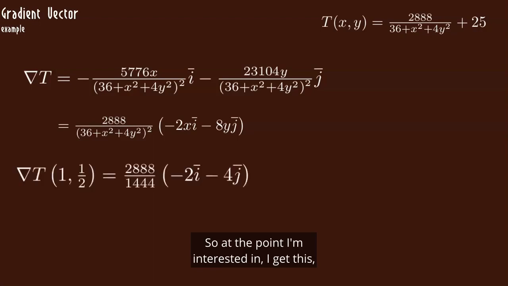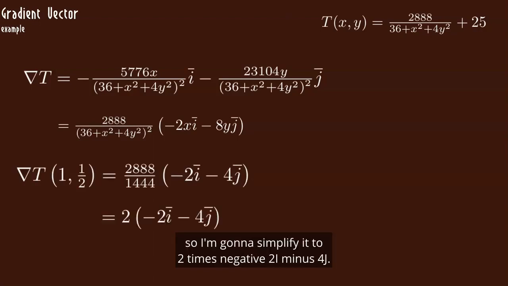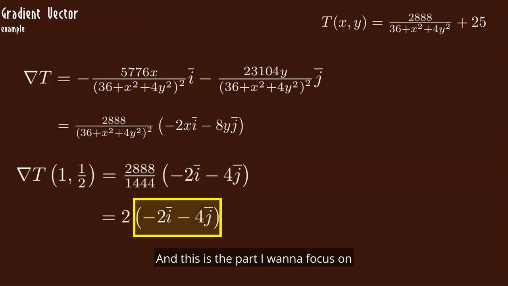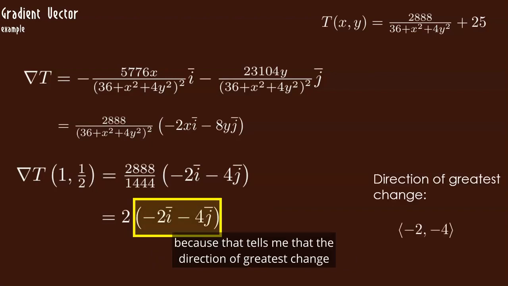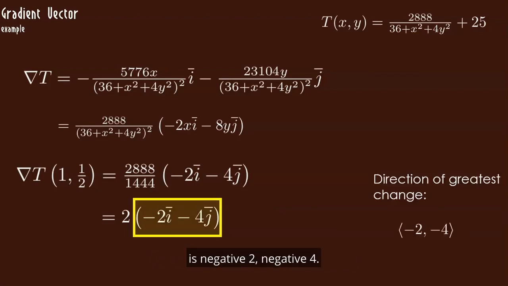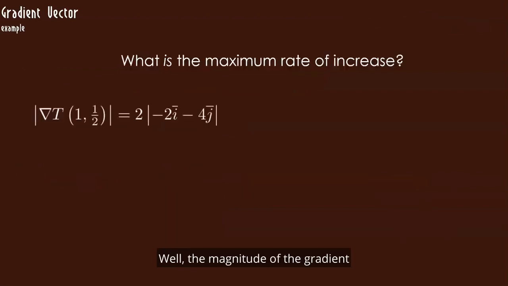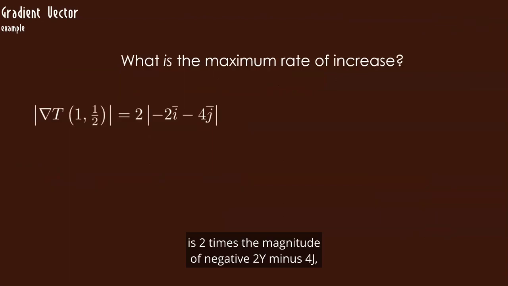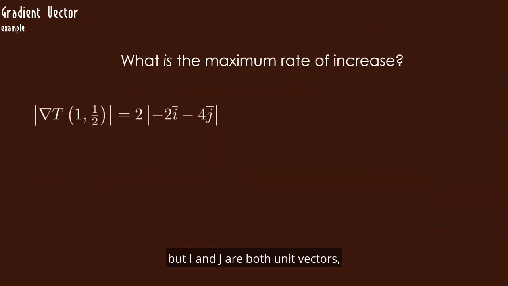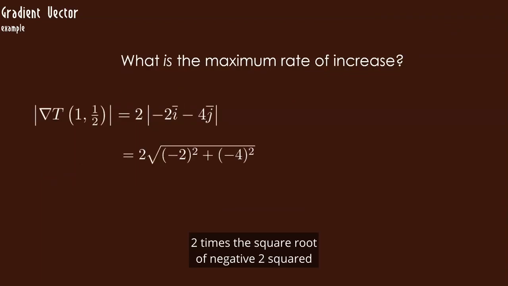So at the point I'm interested in, I get this. And I also notice that 2,888 is twice what's on the bottom. So I'm going to simplify it to 2 times (negative 2i minus 4j). And this is the part I want to focus on because that tells me that the direction of greatest change is negative 2, negative 4. What is the actual magnitude? Well, the magnitude of the gradient is 2 times the magnitude of negative 2i minus 4j, but i and j are both unit vectors, so the length of that would be 2 times the square root of negative 2 squared plus negative 4 squared. Simplified, I get 4 times the square root of 5.